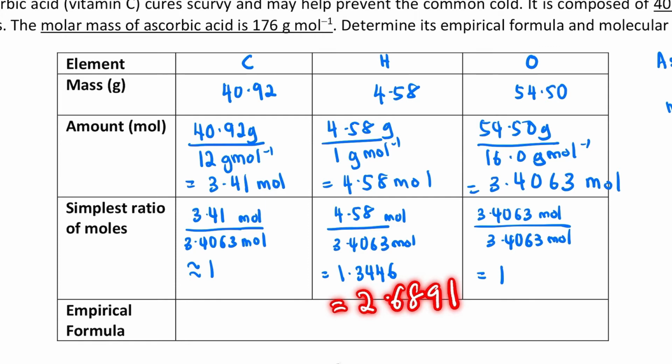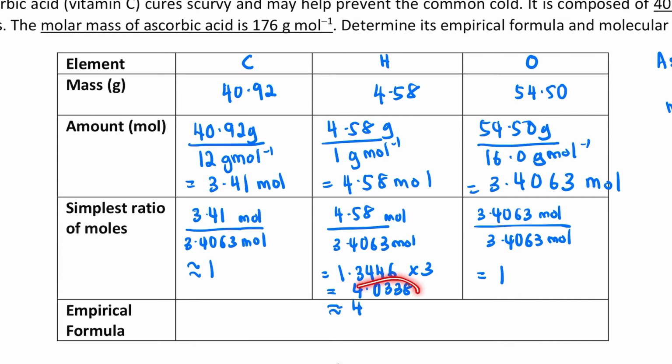Okay, so this number is not considered a whole number, since it's quite far from 3, quite far from 2. So that means you need to try to times this number with 3. Okay, so if we times with 3, press our calculator, 1.3446 times 3, then we should get 4.0338. Since this is 4.0 something, we can consider this as 4. So this one is approximately equal to 4.